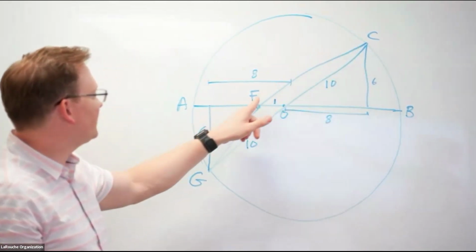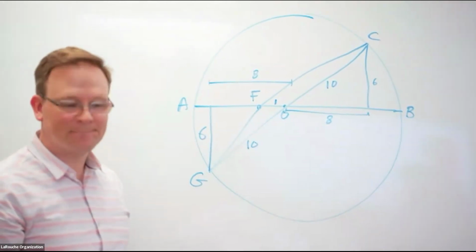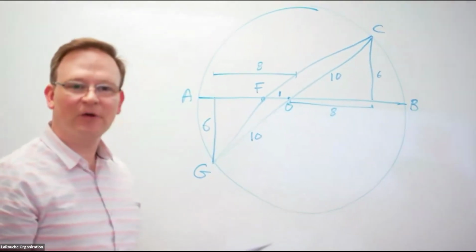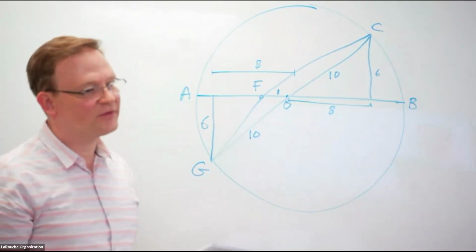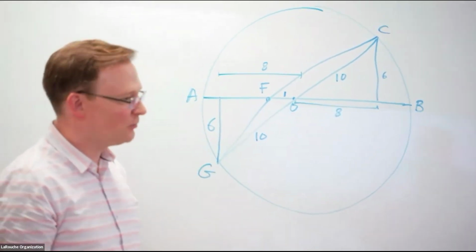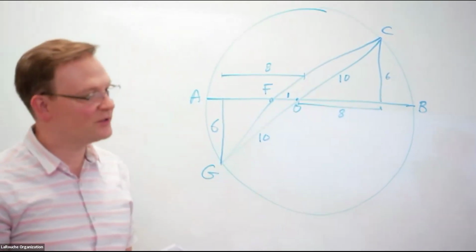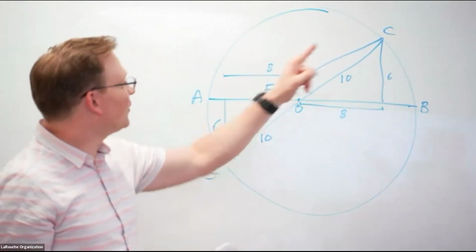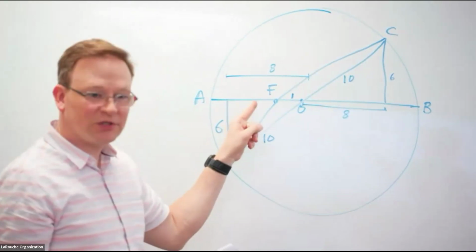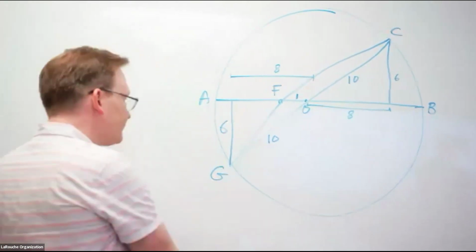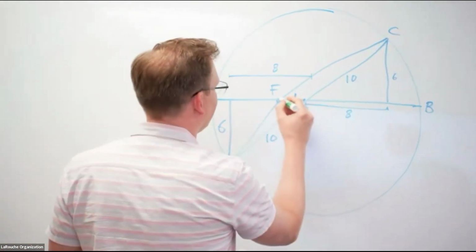How long is line CF? How do we figure out how long line CF is? What geometrical tool can help us figure out a line whose length we don't know? Okay, CF is the hypotenuse of a triangle. Yes, that's a good point. Let's take a look at this triangle.